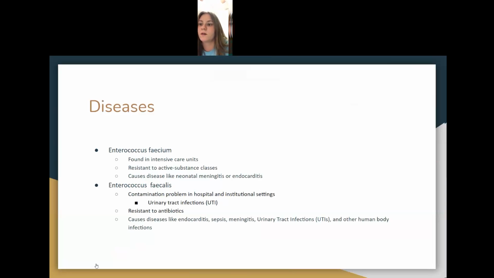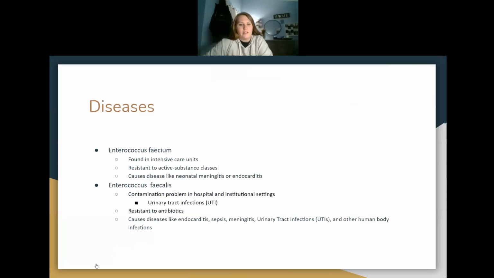Okay, so for the diseases, Enterococcus faecium is generally found in intensive care units. It's resistant to active substance classes, which can also be known as it being resistant to substances like penicillin and other drugs. It causes diseases like neonatal meningitis, which is when the meninges, or in other words, the protective membrane in the central nervous system, become inflamed, and this can cause mortality. This pathogen can also cause endocarditis, which is also another form of inflammation, but this time it's referring to the heart's inner lining, or in other words, the endocardium.